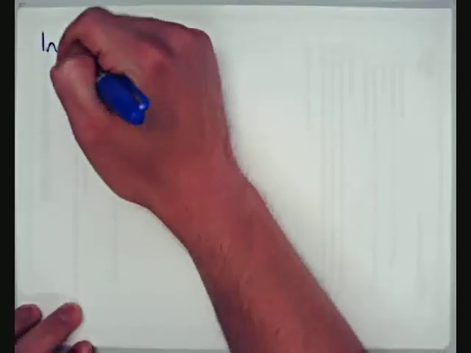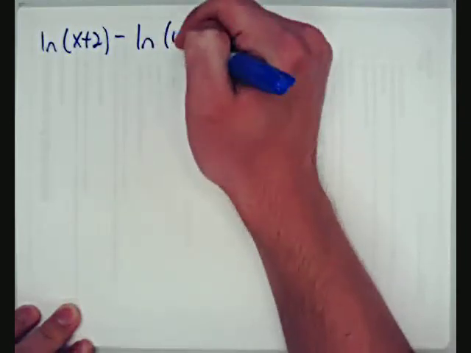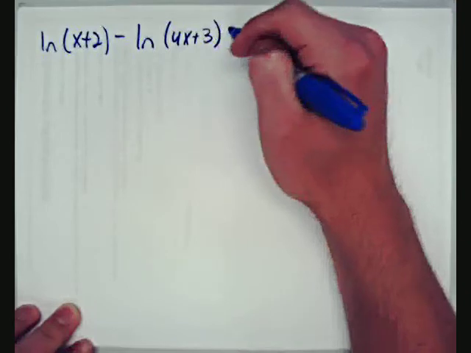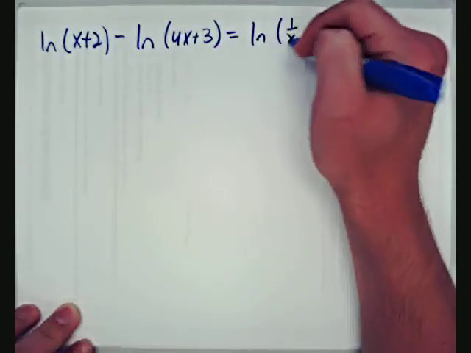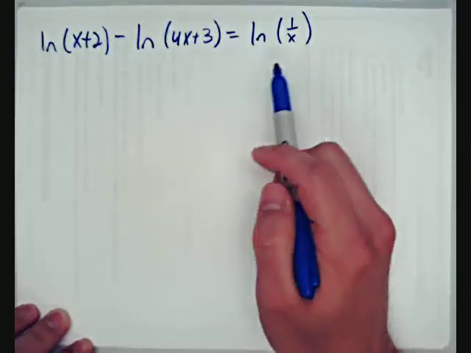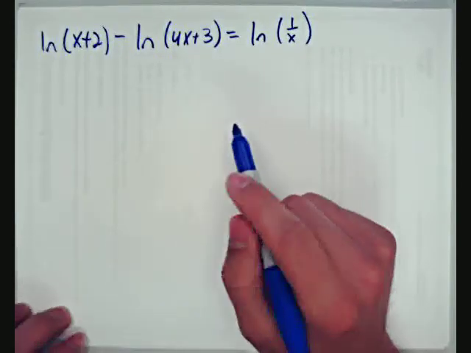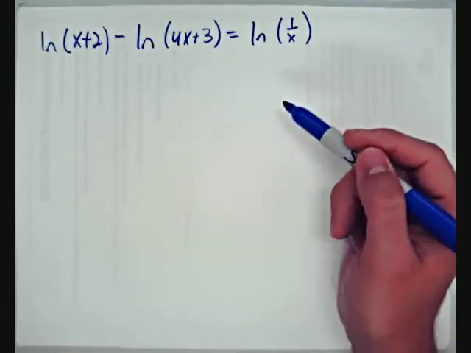The one-to-one property of log says that if the log of m base b equals the log of n base b, then m must equal n. So example number 4, we have the natural log of x plus 2 minus the natural log of 4x plus 3 equaling the natural log of 1 over x. Notice here, all of the terms in my equation are part of a log expression, and all of the logs are the natural log, so they have the same base. That's why we're going to use method 1 on this problem.